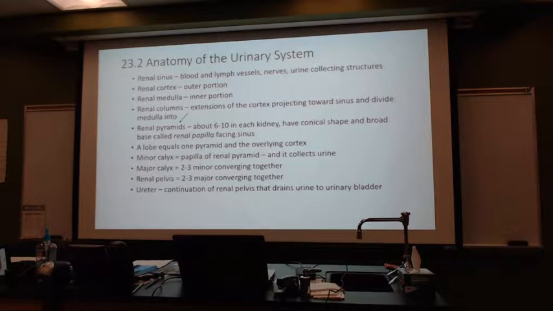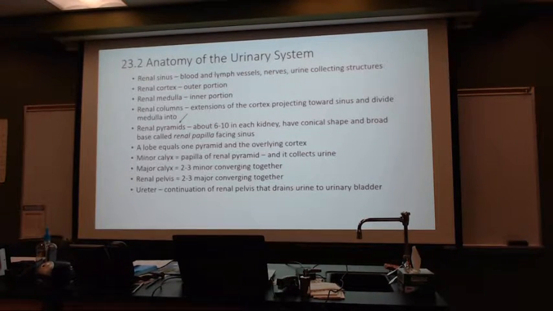A lobe. Does that make sense? Okay. When we look at this renal pyramid coming to the point, we will say there is a minor calyx and a major calyx.